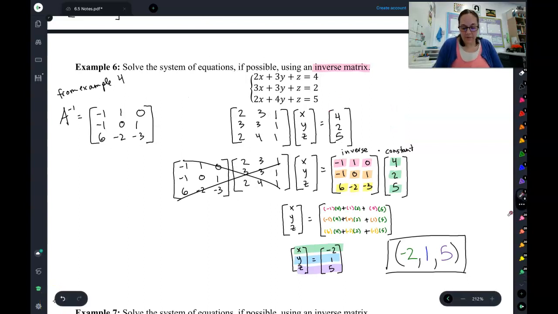Let's check your work. Here's my matrix multiplication. I ended up with -2, 1, and 5, which I wrote as my coordinate point. Once again, consistent independent because we have a single answer.